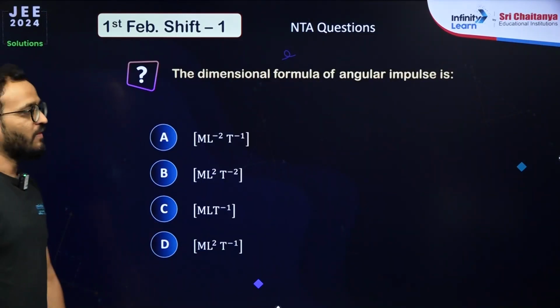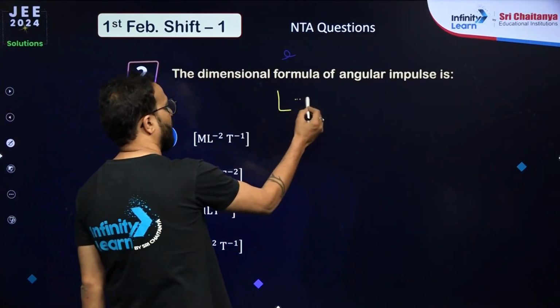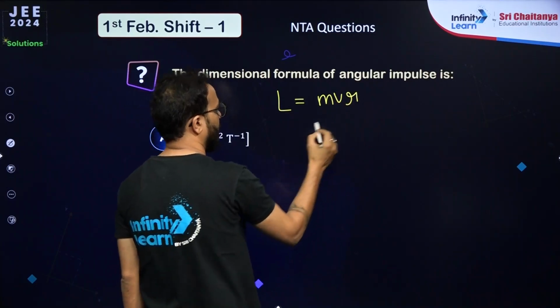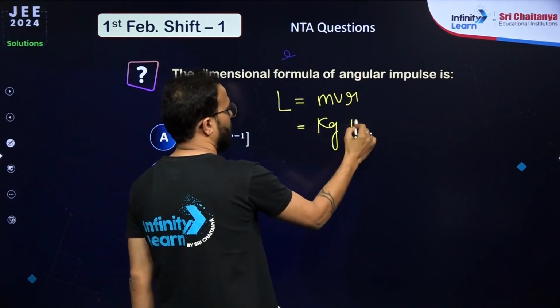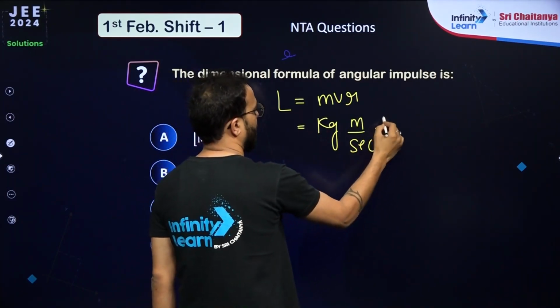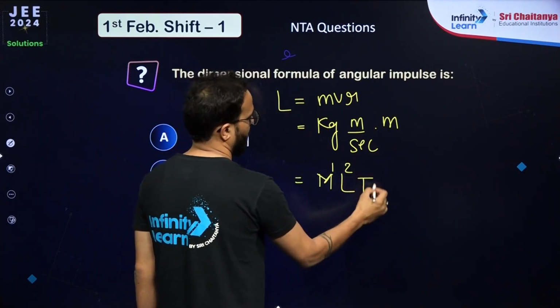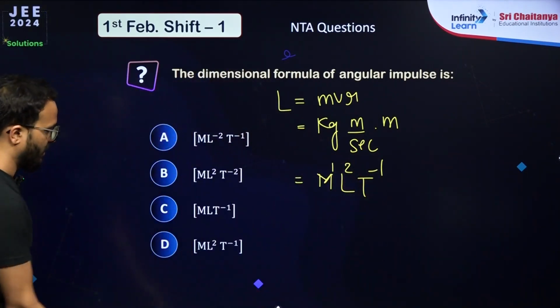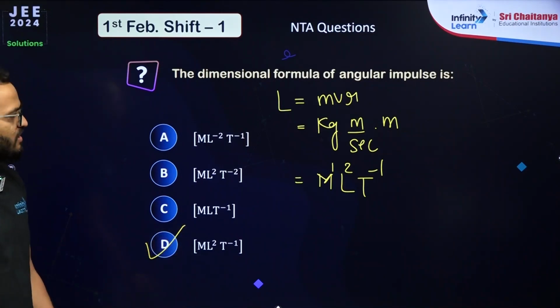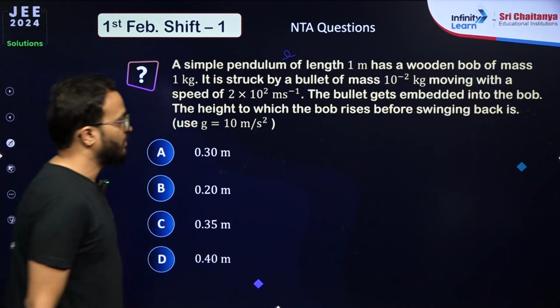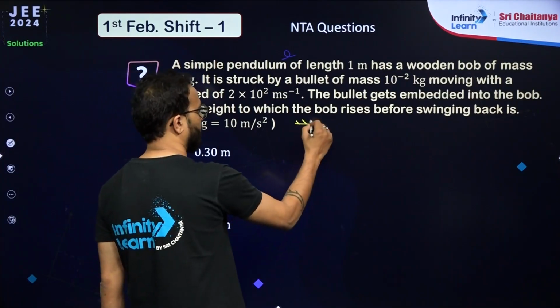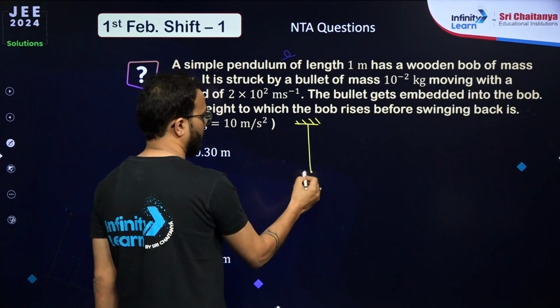Now the dimensional formula of angular impulse. Now what is angular impulse? MVR. So it is kg meter per second into meter. So it is M1 L2 T minus 1. M1 L2 T minus 1, option D. Very simple. A simple pendulum of length 1 meter has a wooden bob.